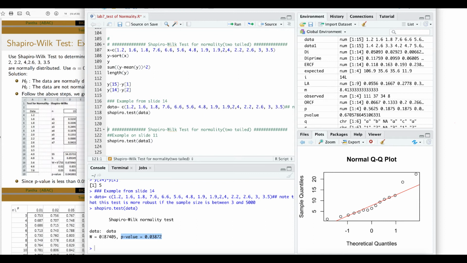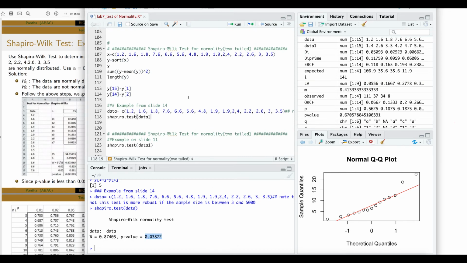You see that the w value we got is exactly the same. Very close, 0.87, 0.87, that is the w value. And the p-value is also close to our p-value here, 0.03872. You can do that directly using shapiro.test. Although 1.9 is repeated, there is no problem, it doesn't show any warning. So from here you see that we reject the null hypothesis.